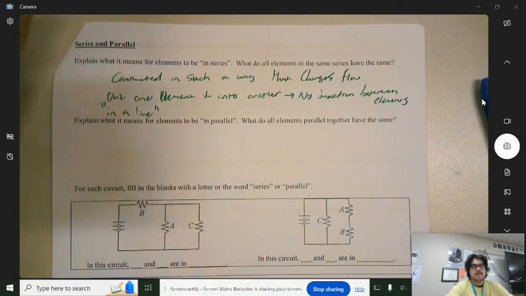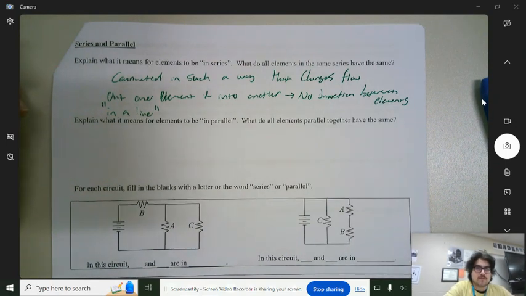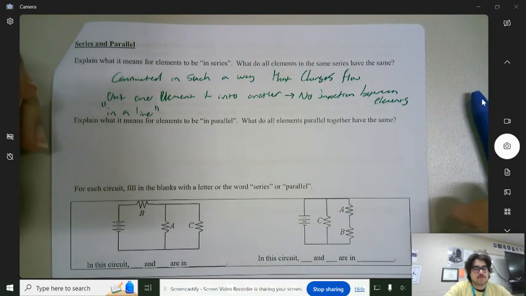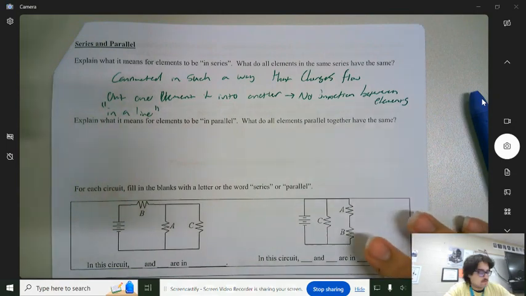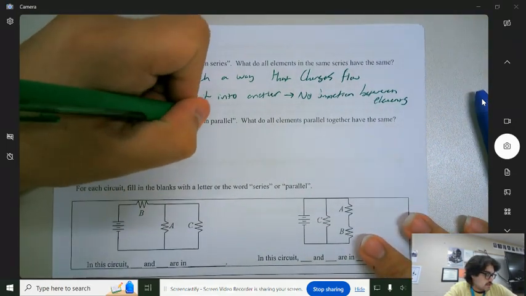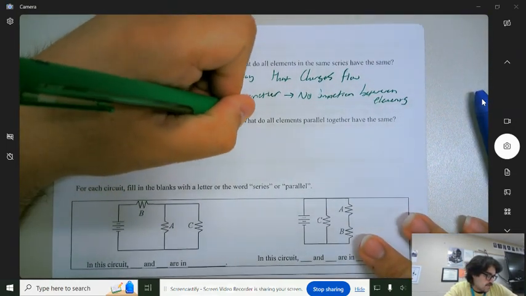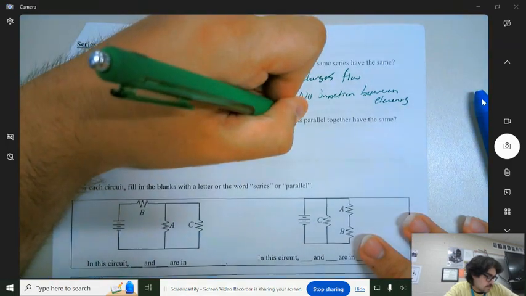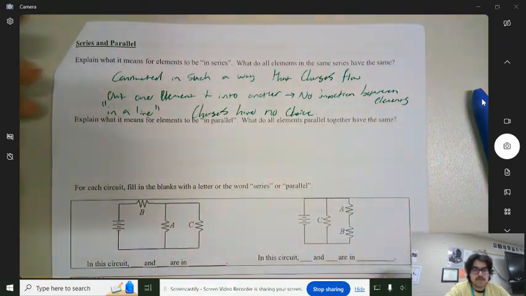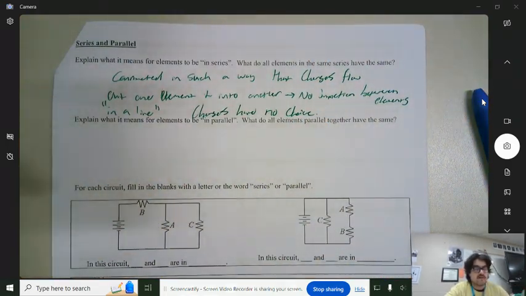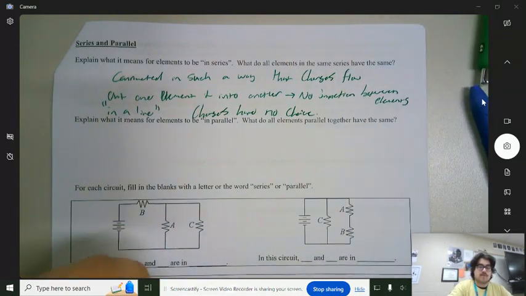You can think of it like a TV series you're supposed to watch. You're supposed to go from episode 1 to episode 2 to episode 3 to episode 4 to episode 5. You're not supposed to bounce around. In other words, charges have no choice. Charges have to follow the path. They cannot diverge from it whatsoever.